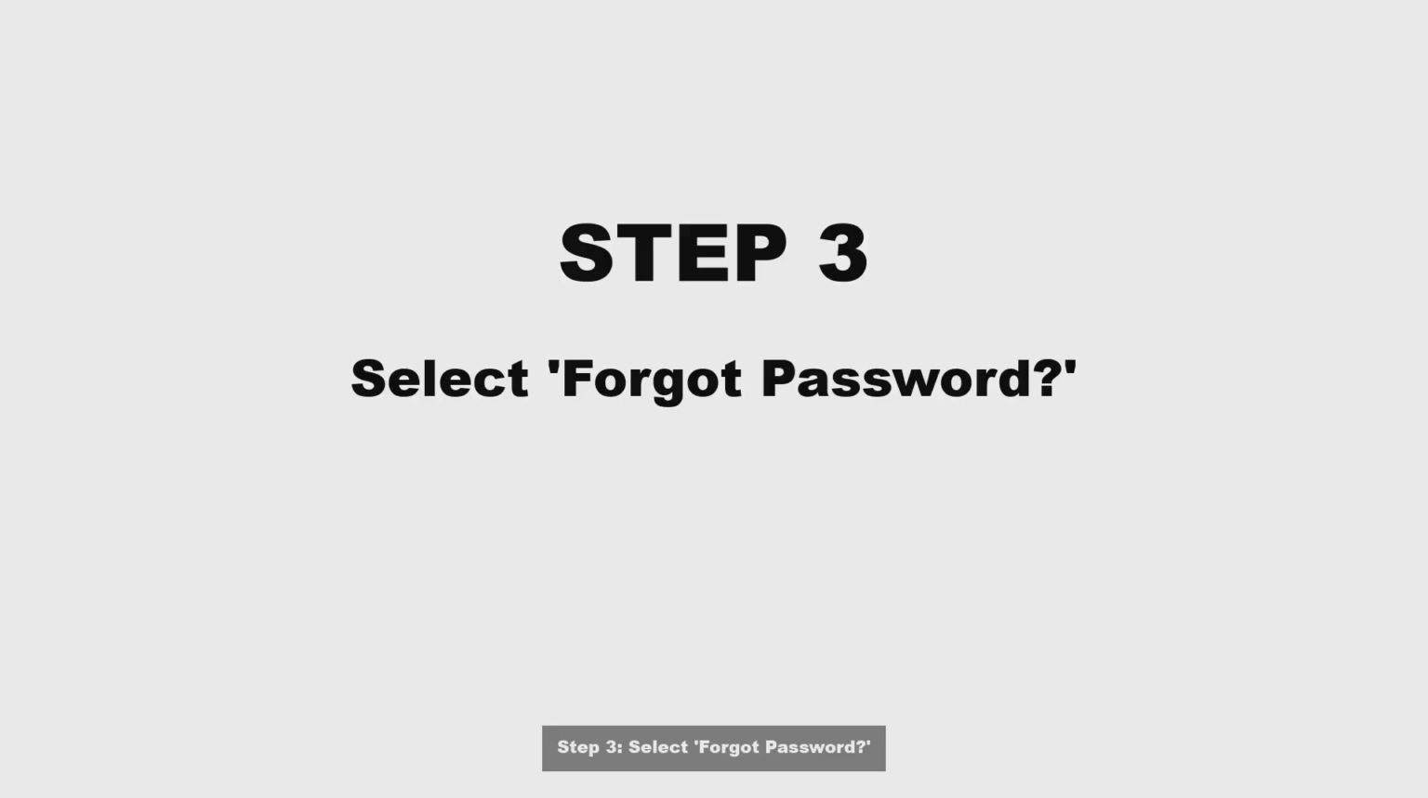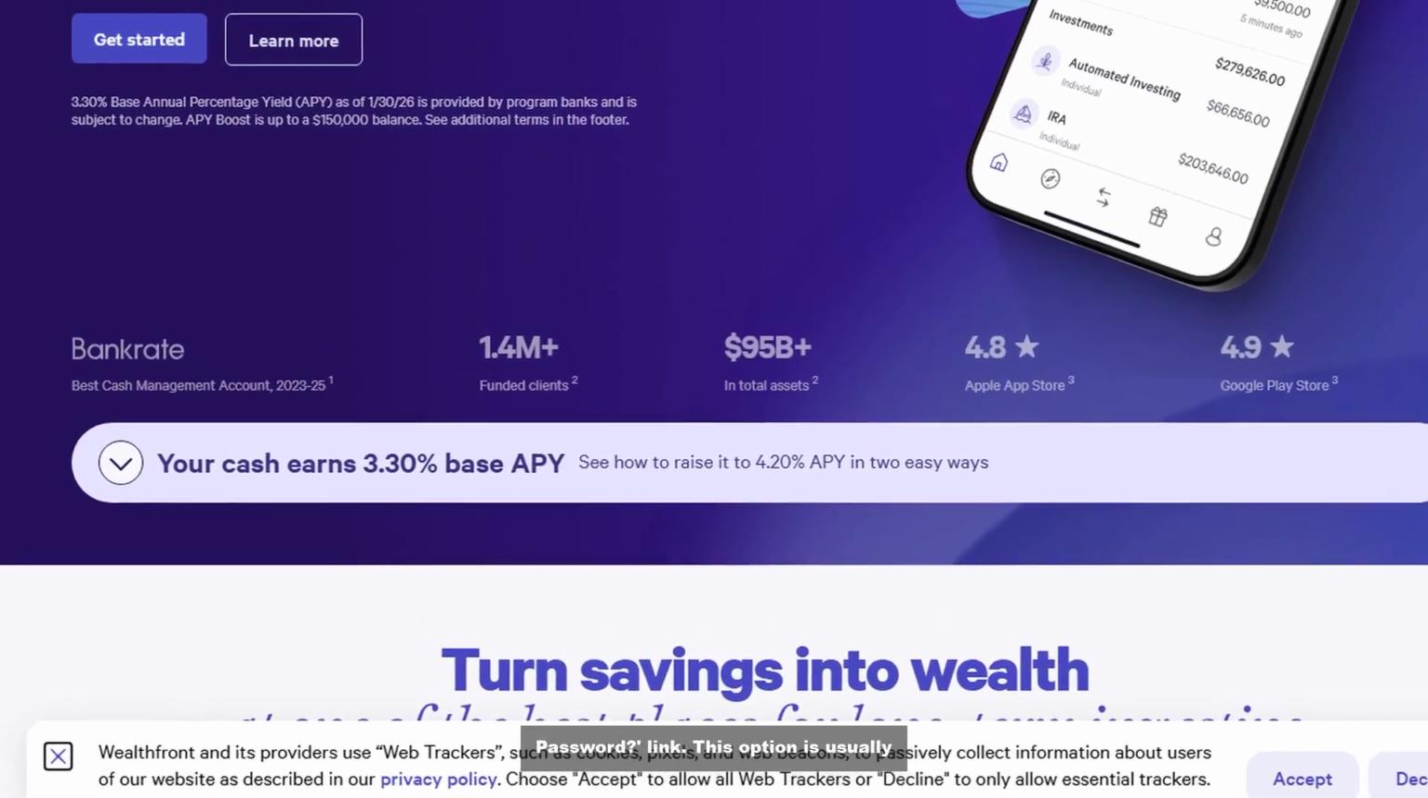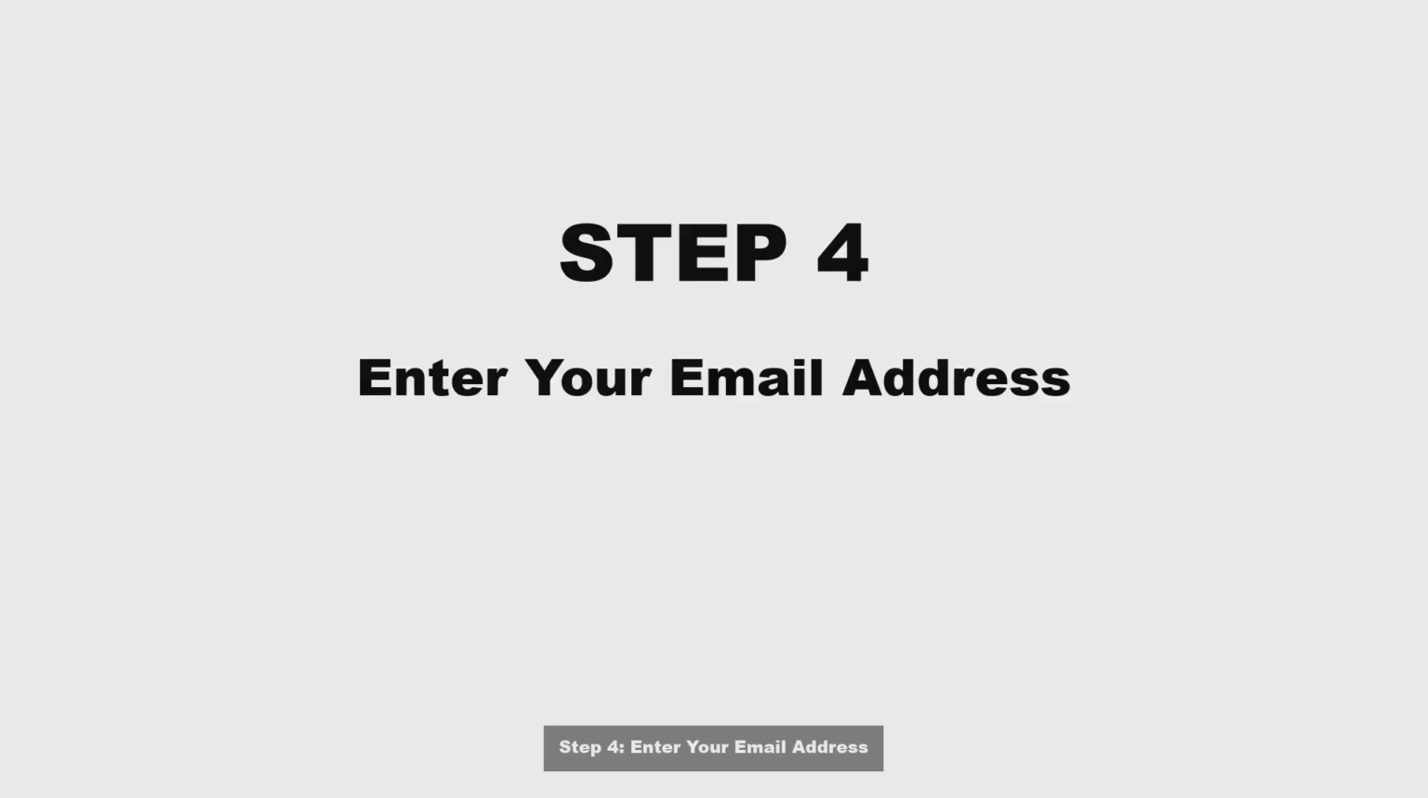Step 3. Select Forgot Password. On the login page, find and click the Forgot Password link. This option is usually located near the password entry field.